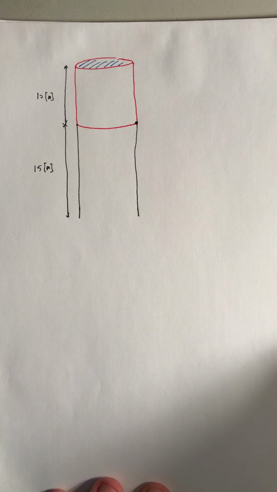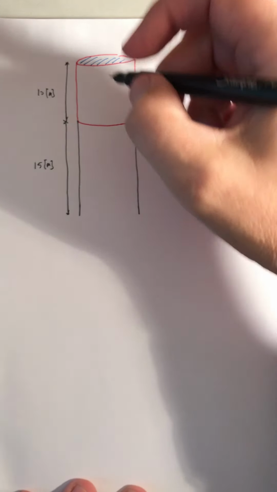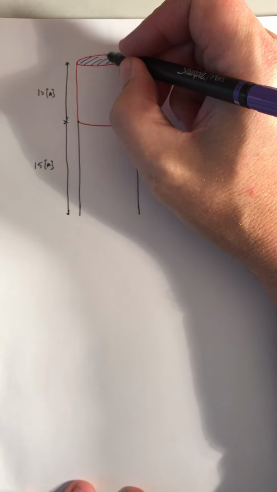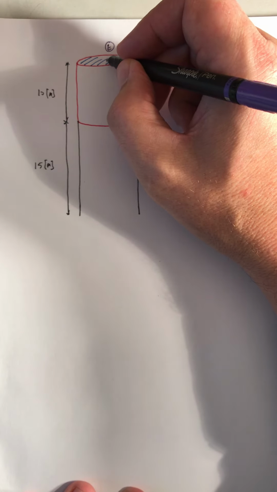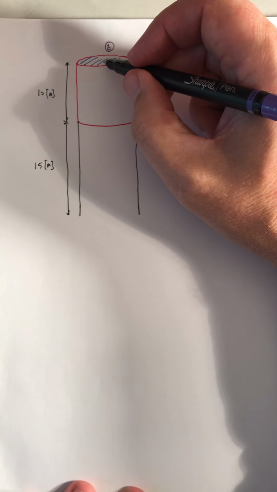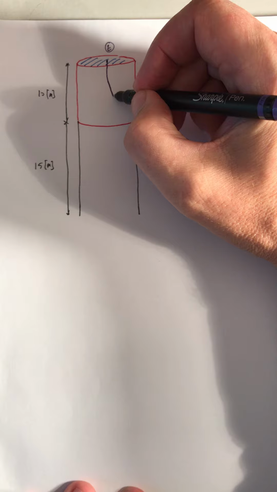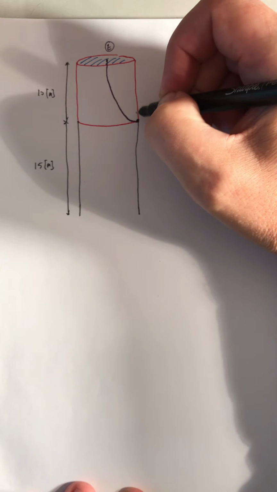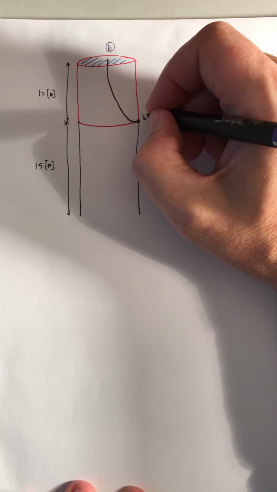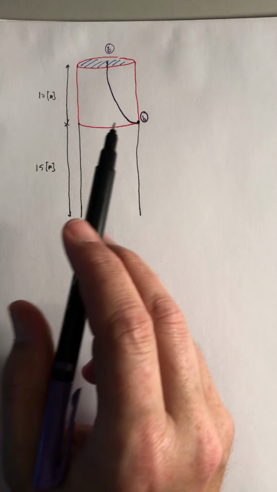Applying Bernoulli's principle, I want to think about a streamline. Let's say it's going to start there at the top, the open air part of the water tower, and it's going to have some shape that carries it down through the hole. And we're going to call that our bottom state, labeled with a B.